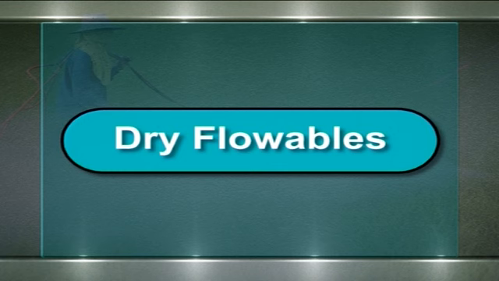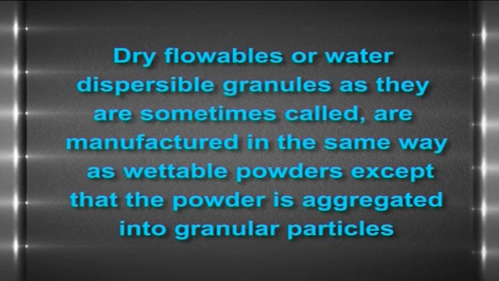Next is dry flowables. Dry flowables, or water dispersible granules as they are sometimes called, are manufactured in the same way as wettable powders, except that the powder is aggregated into granular particles. They are diluted with water and applied in a spray, exactly as if they were a wettable powder. Dry flowables form a suspension in the spray tank.